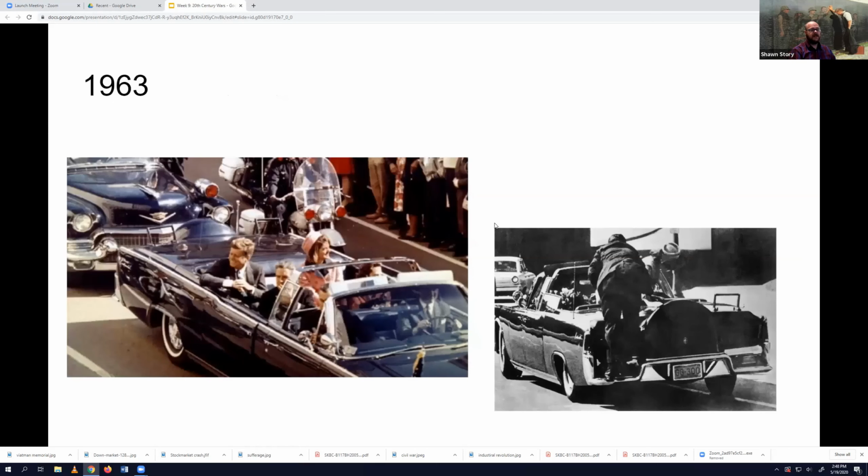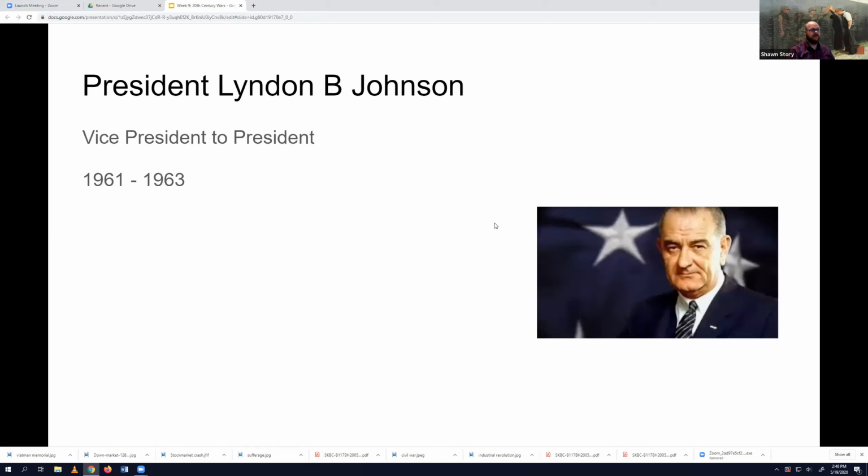Because of some of the ideologies of JFK, he actually was assassinated. And one of the things that JFK is famous for was being assassinated. He was in an open convertible, as you see in the picture, in a parade. And in the middle of the parade, he was shot and killed inside the convertible.